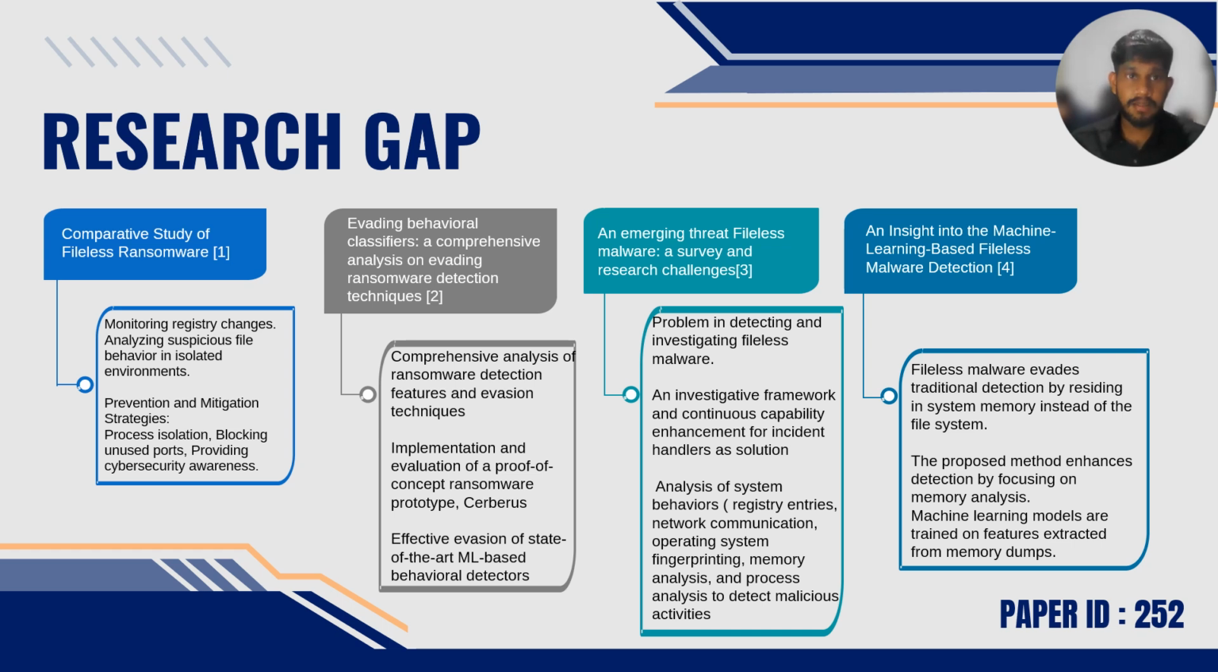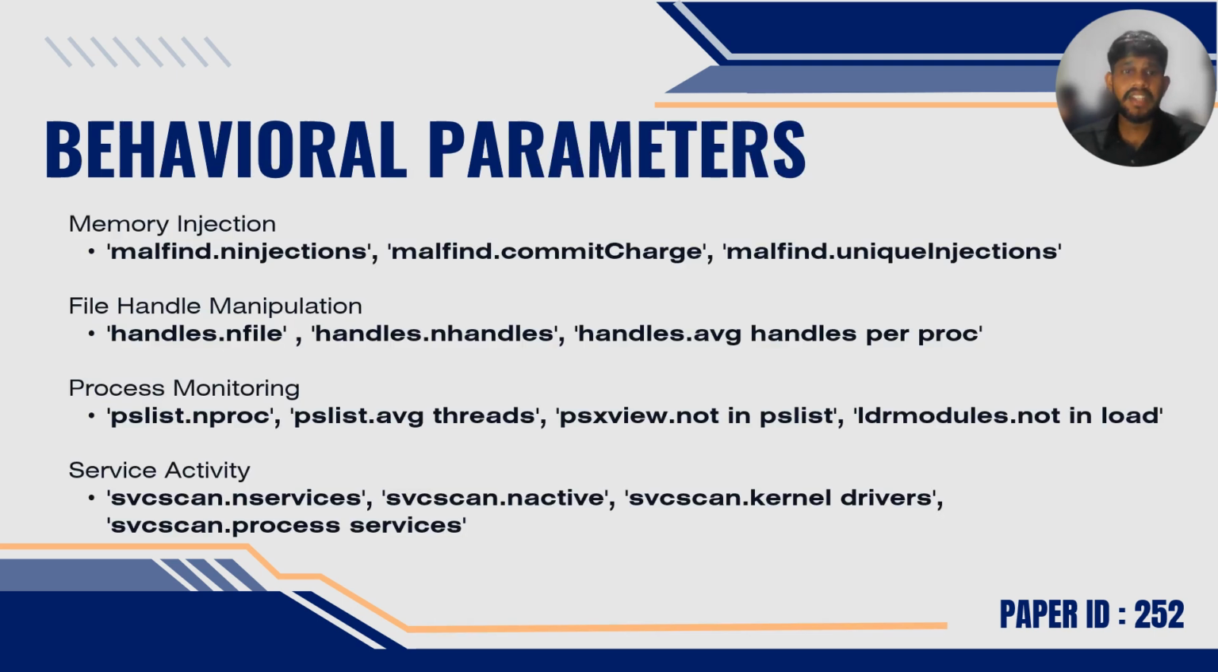Previous researchers have explored behavioral analysis, but these methods often fail to capture the full scope of fileless ransomware's stealthy encryption methods and process manipulation. The key research gap here is developing comprehensive behavioral analysis tools that can detect suspicious system activities like registry entries, network communication, and unusual system actions without relying on file-based indicators. We need methods that can identify these behaviors in real time to prevent widespread damage. To address this research gap, we have selected these behavioral parameters to detect fileless ransomware.